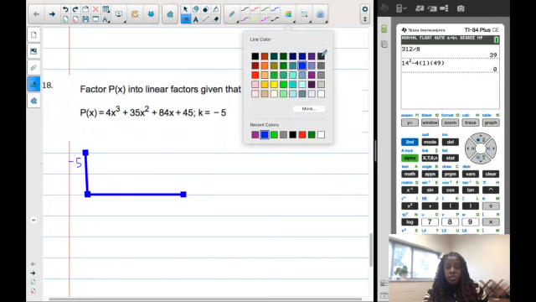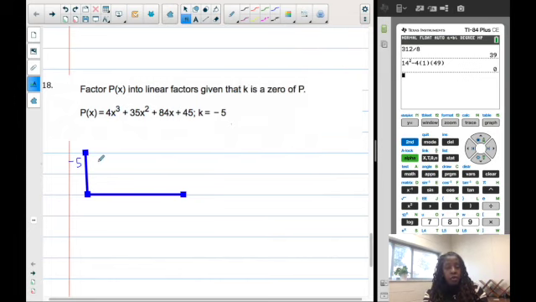So let's put our coefficients down. We've got 4. And anytime we look to the next exponent, anytime we don't see it, like it should be 3, 2, 1, and then 0 or no exponent at all, no variable, if we are missing one of those, we have to put a 0 in as a placeholder. So we've got 4, we've got 35, we've got 84, and we've got 45. And we've got all of our terms accounted for.